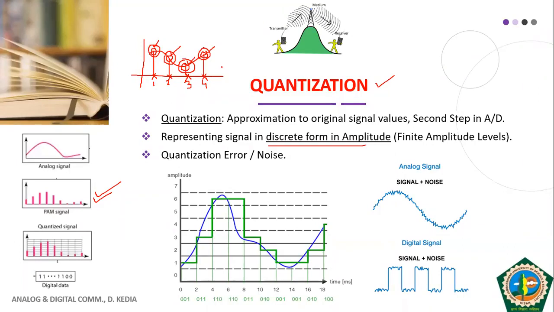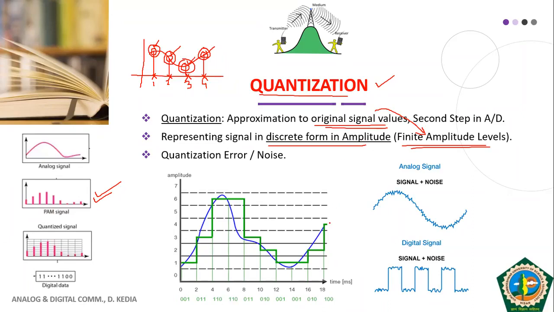So obviously, if amplitude can assume any value, that means it is continuous in amplitude. But I want discreteness in amplitude. I want finite amplitude levels. For that, we do quantization. Quantization means we will approximate our original signal values to some finite amplitude levels. This is what we are going to do in quantization. We will approximate our original signal values to some amplitude levels.